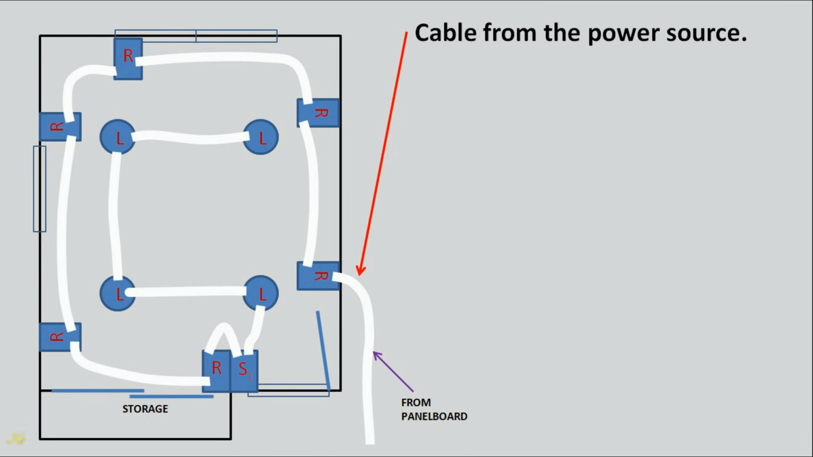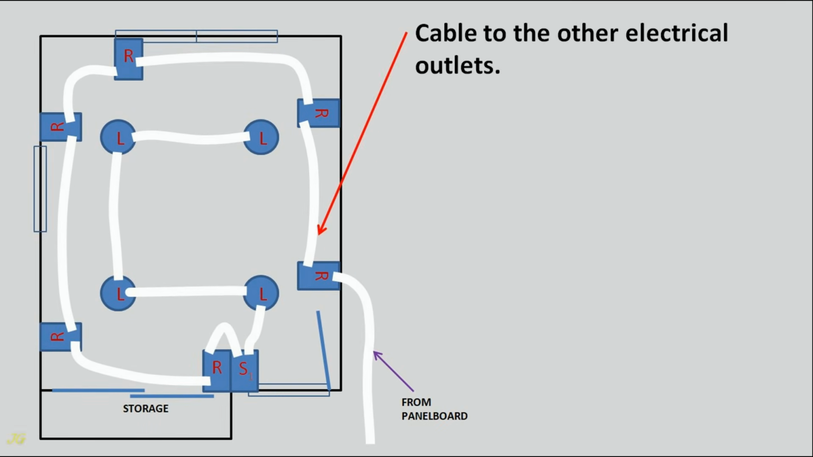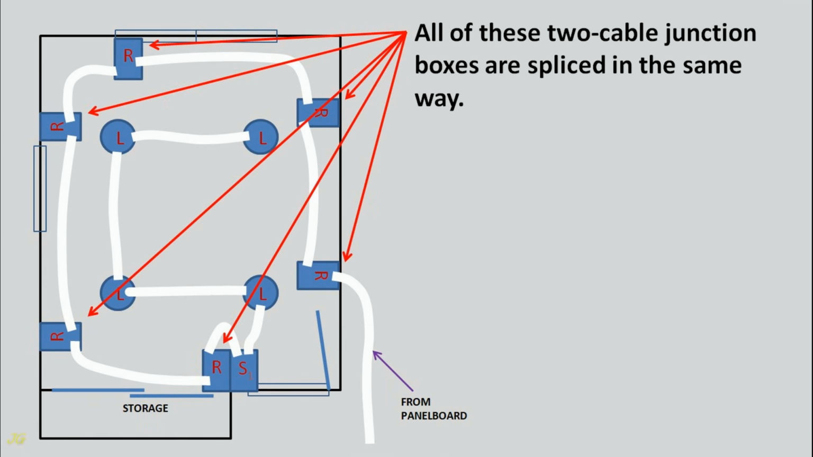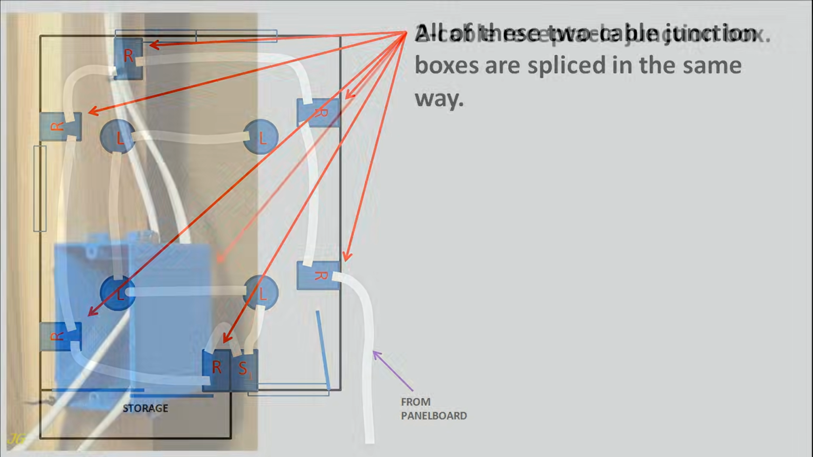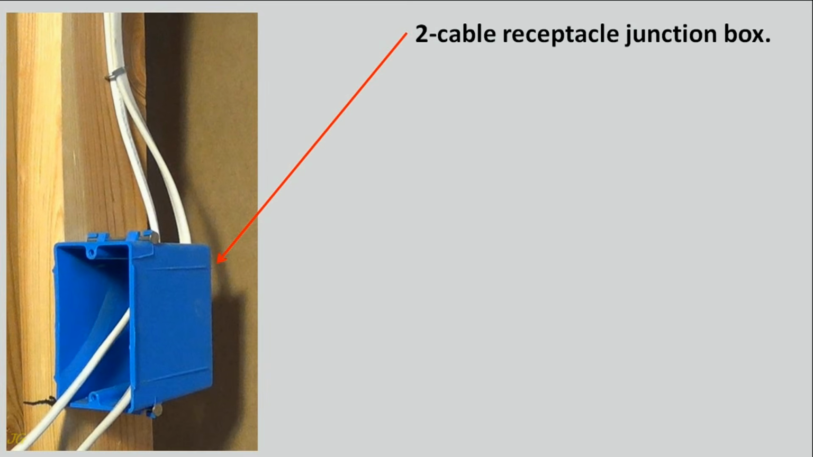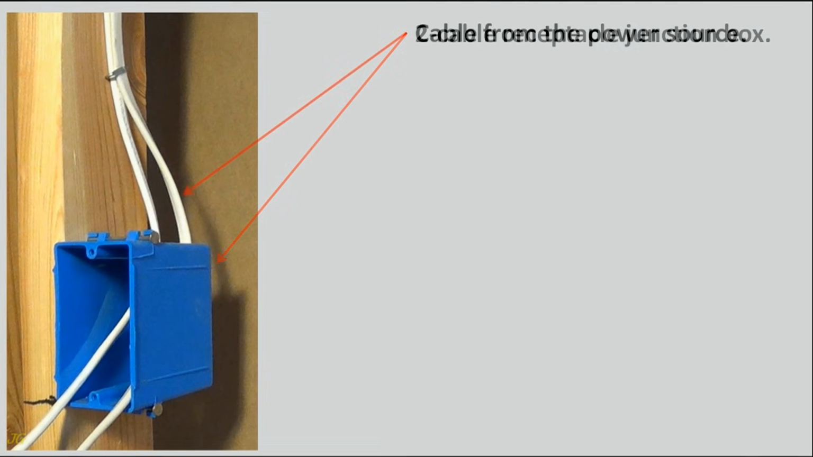Cable from the power source. Cable to the other electrical outlets. All of these 2 cable junction boxes are spliced in the same way. 2 cable receptacle junction box.